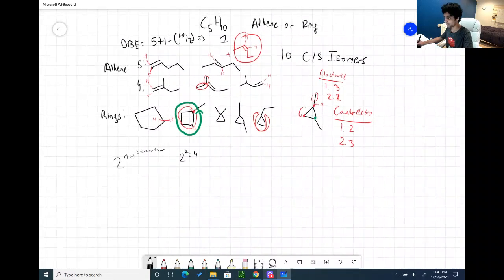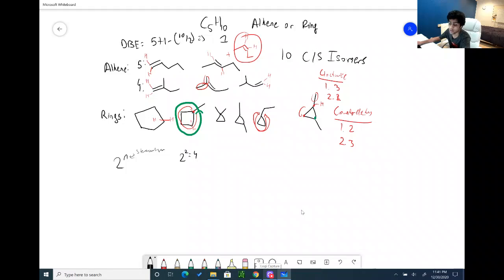2 equals 4. However, if you draw them, so we're going to draw the first stereoisomer here, and here's the other. So these are enantiomers of each other.